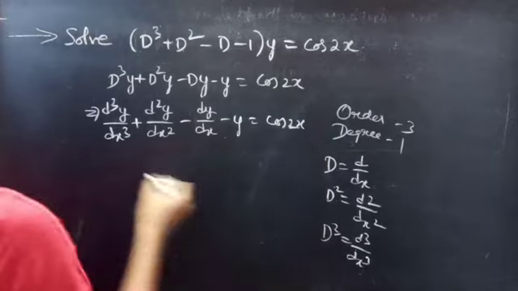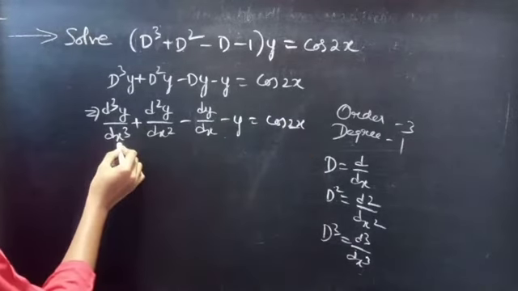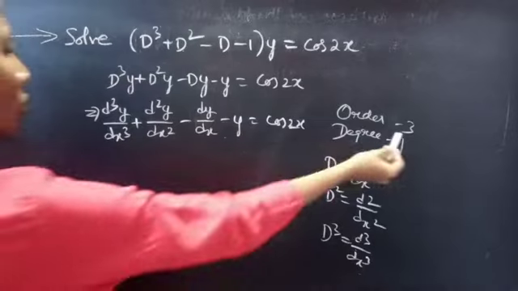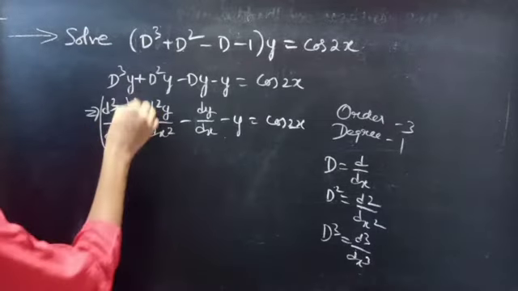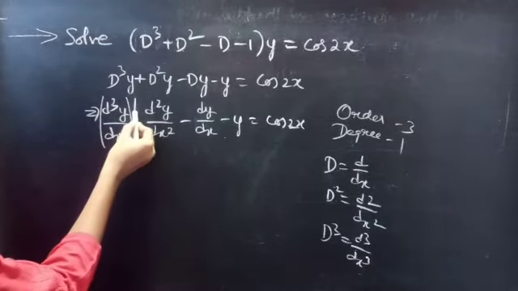So here the highest derivative is d^3y/dx^3. So our order will be 3, and the highest power of the highest derivative is our degree. Degree is 1.